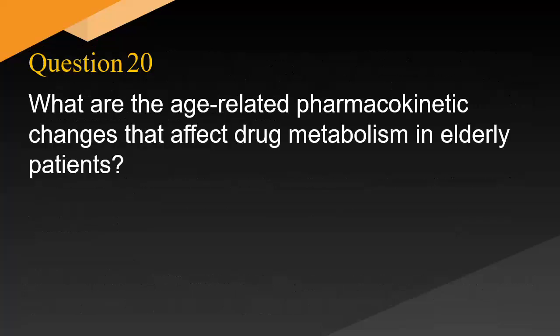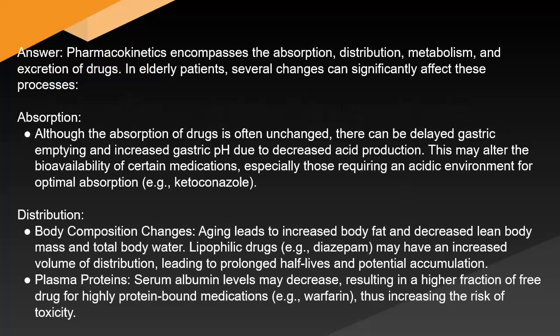What are the age-related pharmacokinetic changes that affect drug metabolism in elderly patients? Answer: pharmacokinetics encompasses the absorption, distribution, metabolism, and excretion of drugs. In elderly patients, several changes can significantly affect these processes. Absorption: although the absorption of drugs is often unchanged, there can be delayed gastric emptying and increased gastric pH due to decreased acid production. This may alter the bioavailability of certain medications, especially those requiring an acidic environment for optimal absorption, e.g. ketoconazole.